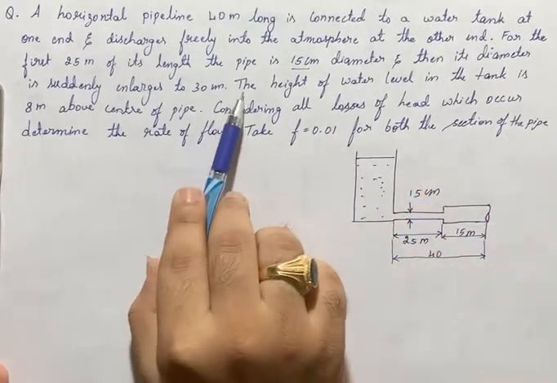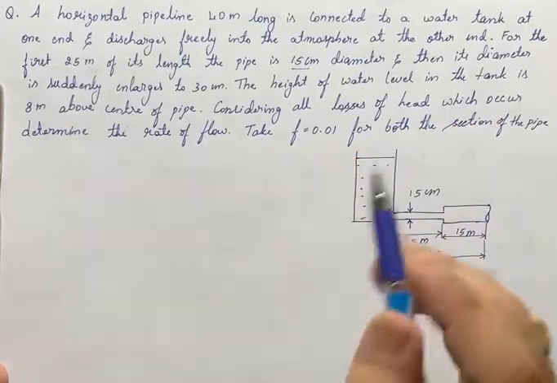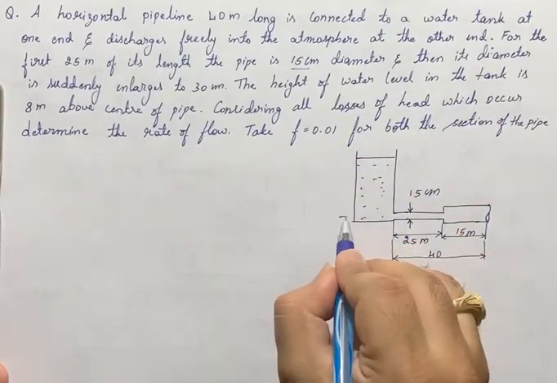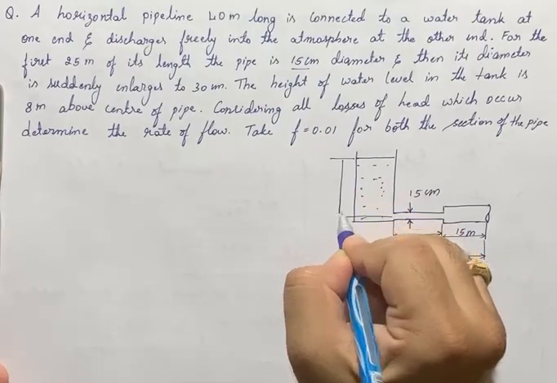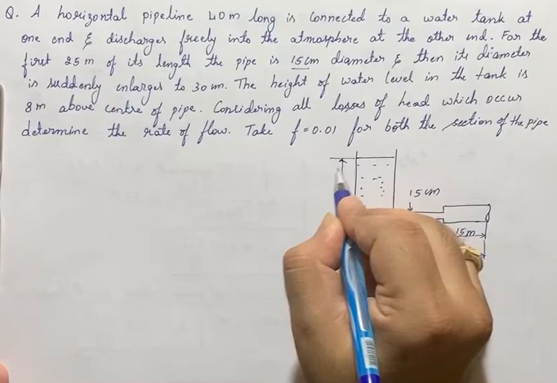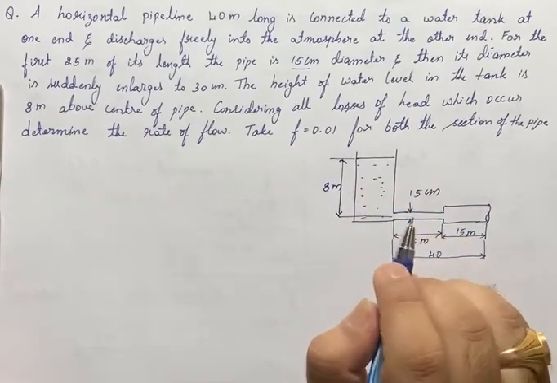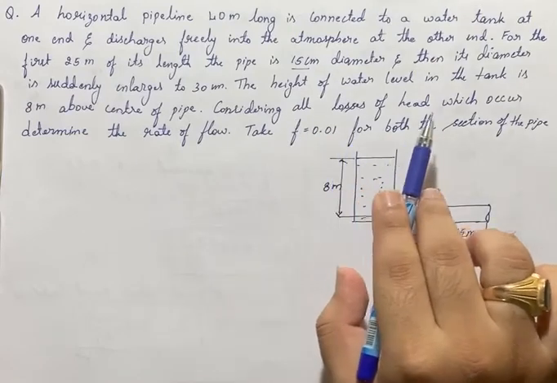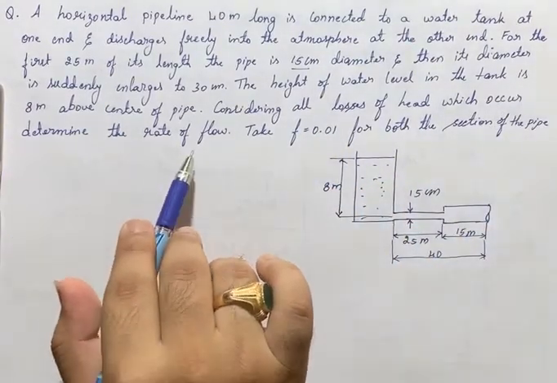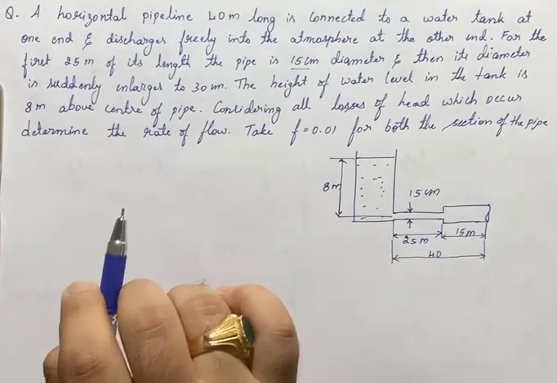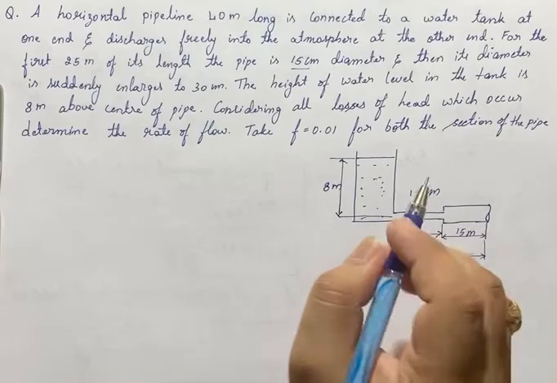Now what is told? The height of water level in the tank is 8 meter above the center line of pipe. That means this is the center line of pipe, and this height is given as 8 meter. And then he has told, considering all losses of head which occur, determine the rate of flow. Take F as 0.01 for both the sections of pipe.